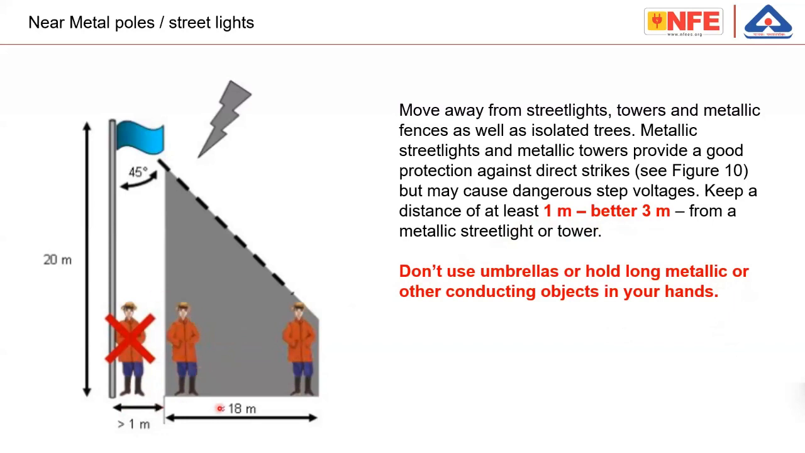Practically, in the picture you can see 1 meter away, but imagine 3 meters away. At that distance you are protected from a direct lightning strike, because the strike will go to the metal pole rather than hitting the person. But most important is to keep this distance of 3 meters, and don't use umbrellas or hold any long metallic or other conducting objects in your hand, because there is a chance of current jumping from the street light pole to that metallic object. As a result, you will get hurt.